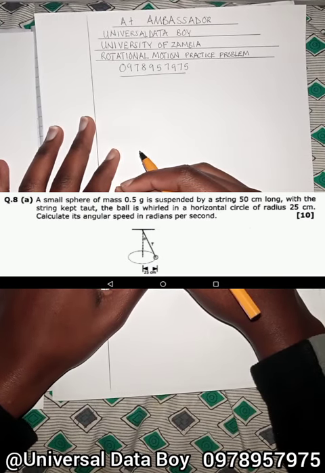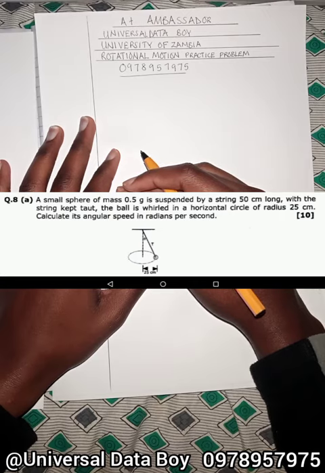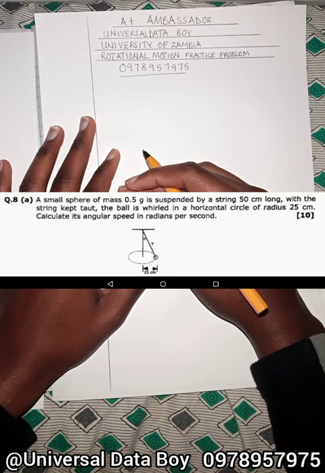So the question says: a small sphere of mass 0.5 grams is suspended by a string 5 centimeters long, with the string kept taut. The ball is whirled in a horizontal circle of radius 25 centimeters. Calculate its angular speed in radians per second.